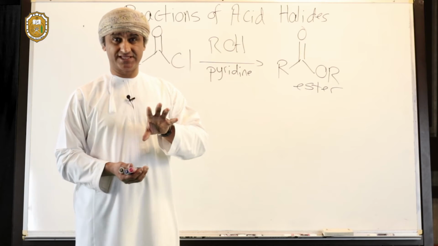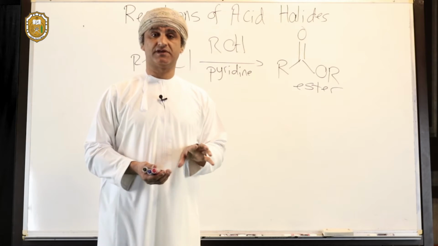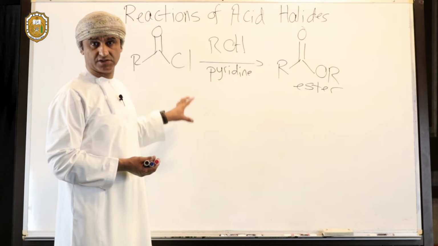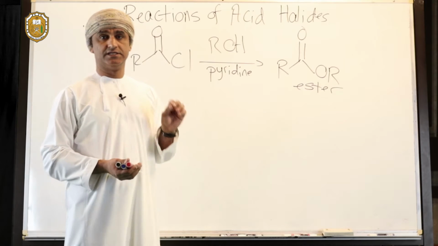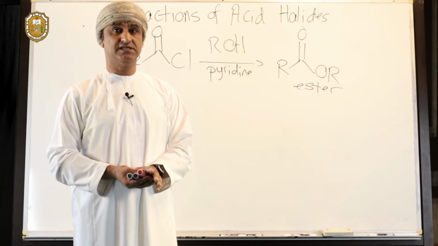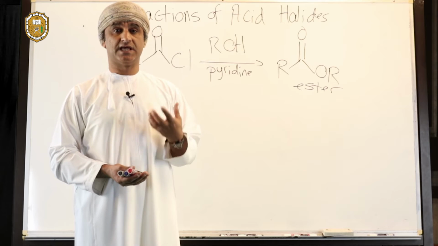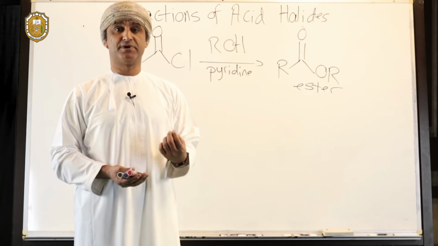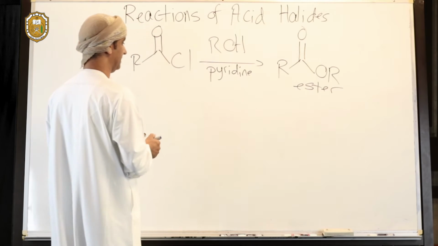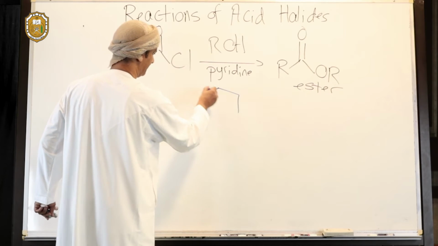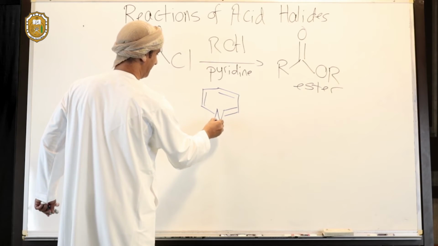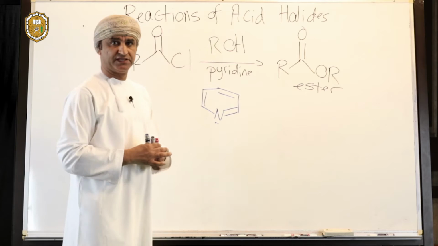Now, those were direct esterification methods of carboxylic acids. Now, this is an esterification reaction of acid chlorides, where the acid chloride is treated with an alcohol in the presence of pyridine. Now, pyridine is a heterocyclic compound. It's a 6-member heterocycle containing nitrogen. Let's draw the structure of pyridine. This is pyridine. It's a 6-membered heterocycle.